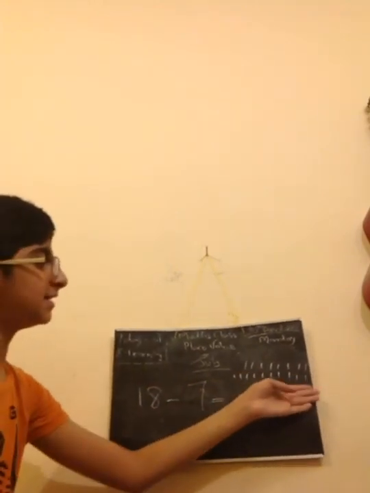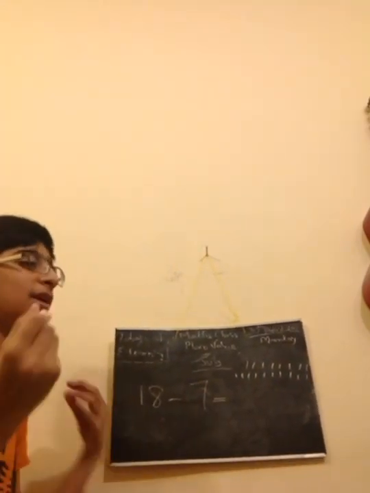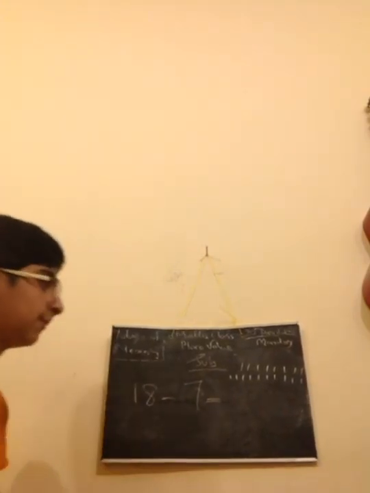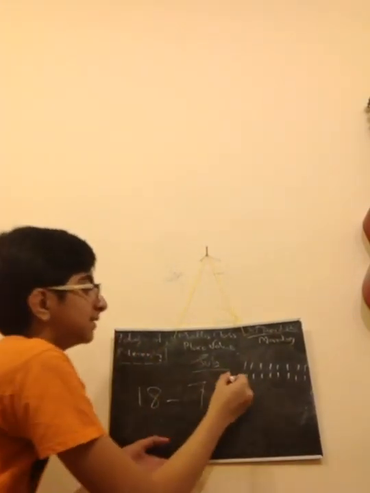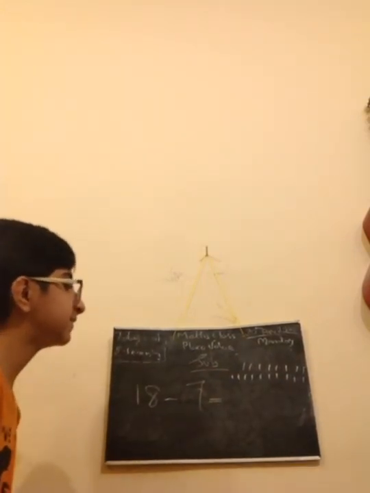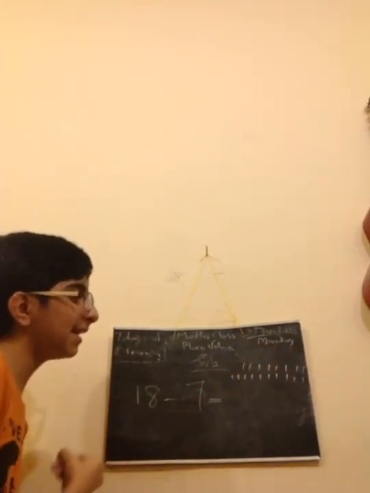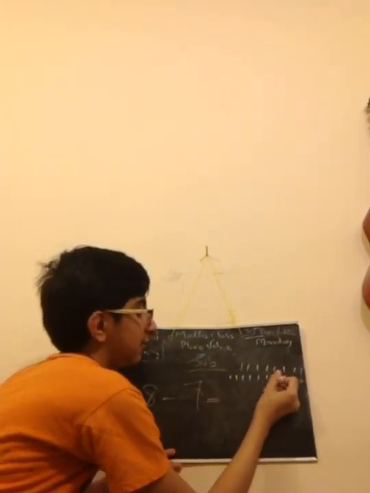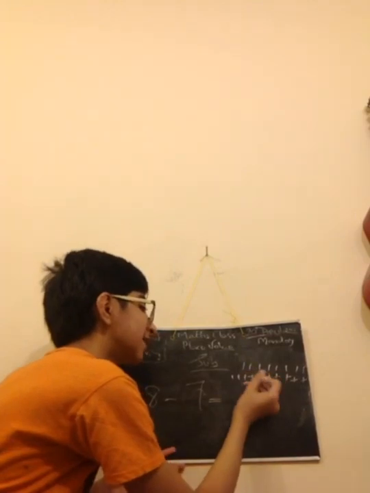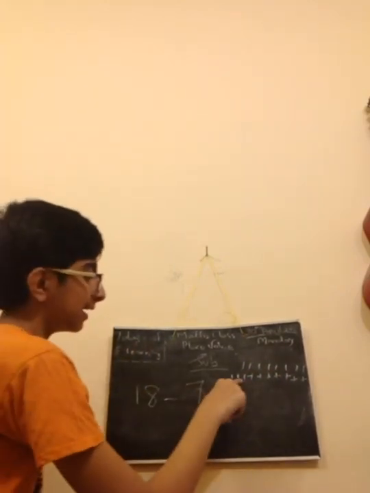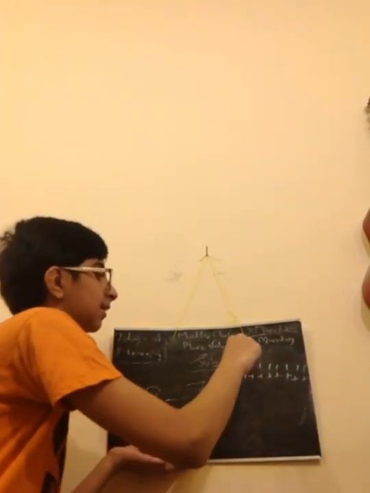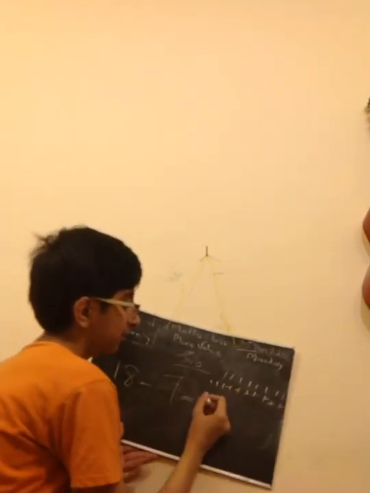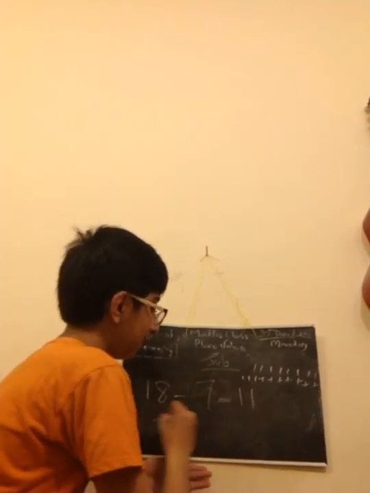Now I've drawn 18 lines here. You might be thinking what is the purpose of this line, but you may soon know that they are quite useful. Now, from these 18 lines, you have to cut off 7 lines and then count the remaining. Cut. Now these are 3, 4, 5, 6 and 7. Let's cut off 7. Now let's count. 1, 2, 3, 4, 5, 6, 7, 8, 9, 10, 11.